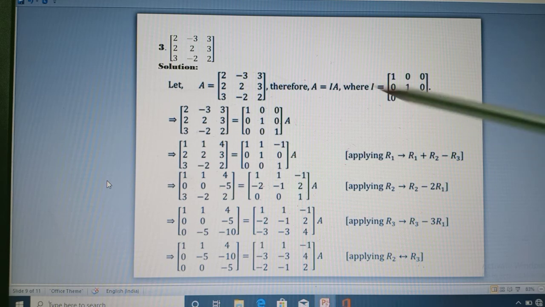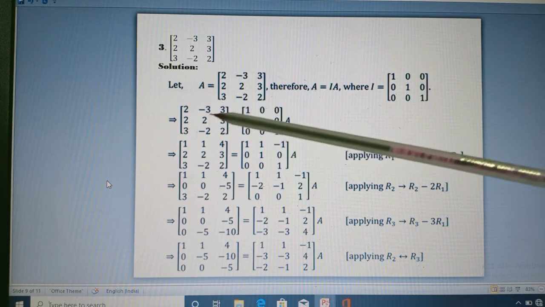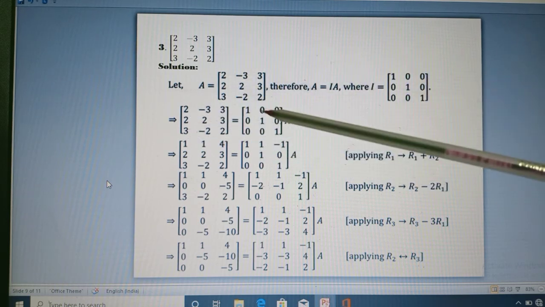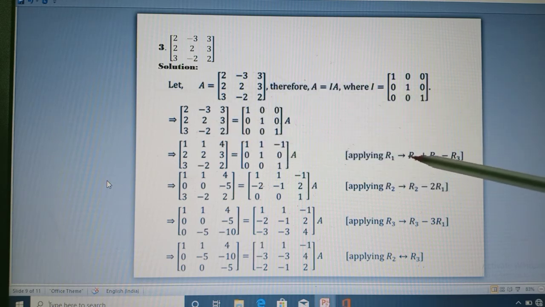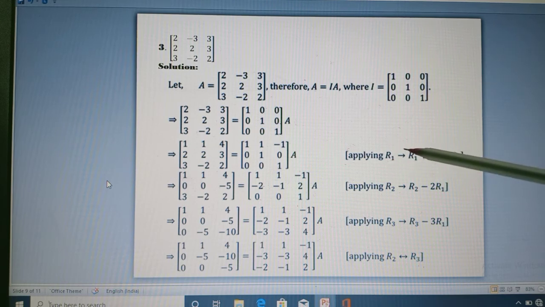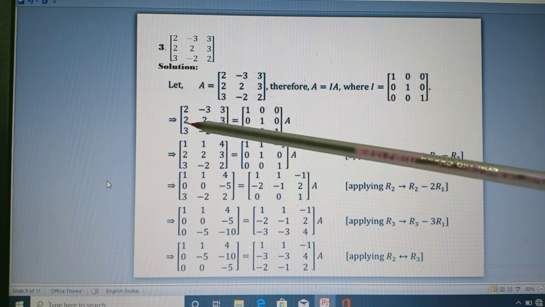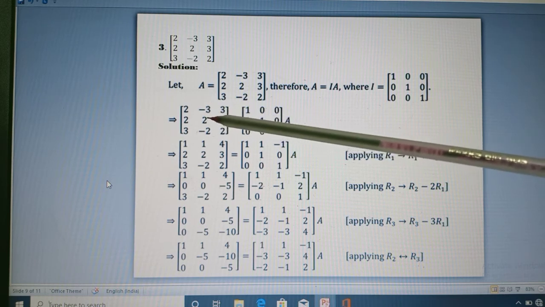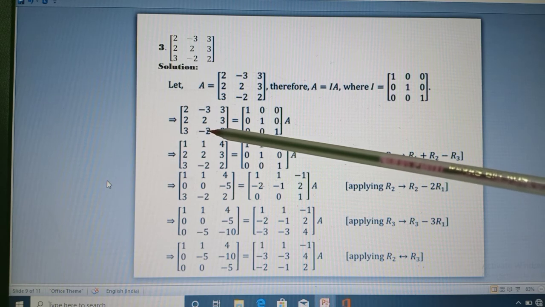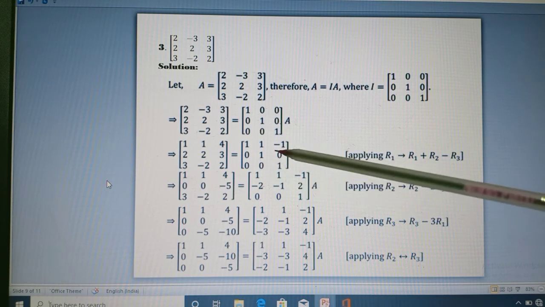Doing the row operations, A is the given matrix, [2 -3 3; 2 2 3; 3 -2 2], and this is the identity matrix times A. Now the first operation we are doing, R1 changes to R1 plus R2 minus R3, means adding R1 and R2 and subtracting R3. So 2 plus 2 is 4, 4 minus 3 is 1, -3 plus 2 is -1, and 3 plus 3 is 6, 6 minus 2 is 4. Similarly this also we are going to do.